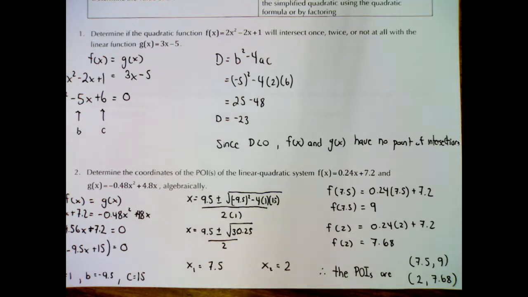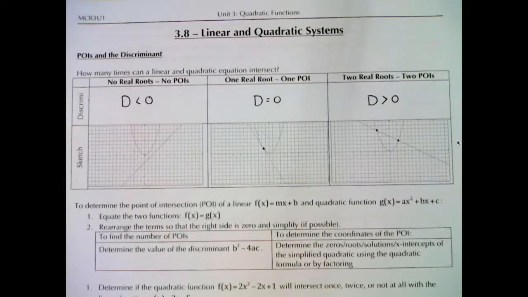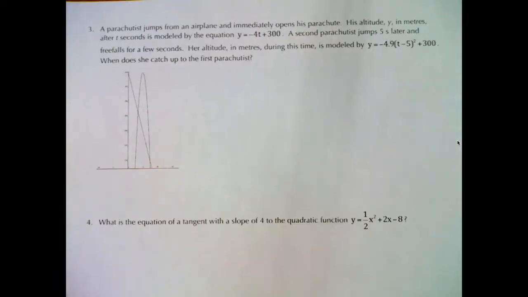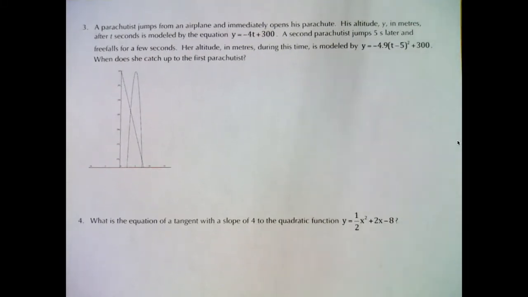So, very common question that you're definitely going to see as a part of your test. In fact, I have another one that you can do for practice in the lesson, and it's more of an application. So I'll set it up, and then you can pause the video and try it. Alternatively, you can just pick up with the video, keep moving through, and then try to solve it after. It says, a parachutist jumps from an airplane and immediately opens his parachute. His altitude y in meters after t seconds is modeled by the equation y equals negative 4t plus 300.